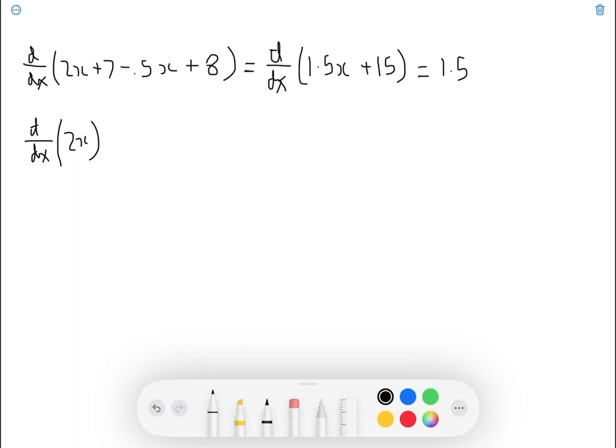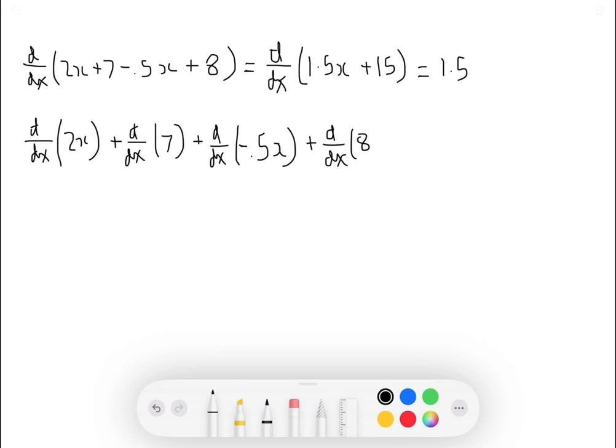But I would take the derivative of my first term plus the derivative of my second term plus the derivative of the third term and then the derivative of the last term. So let's evaluate out each derivative.